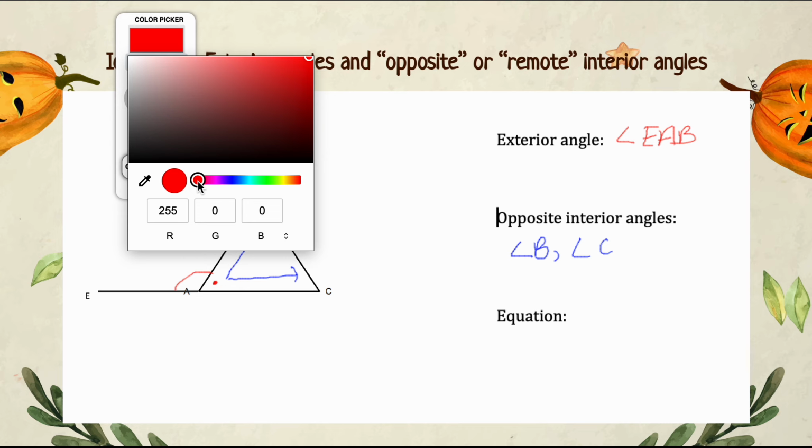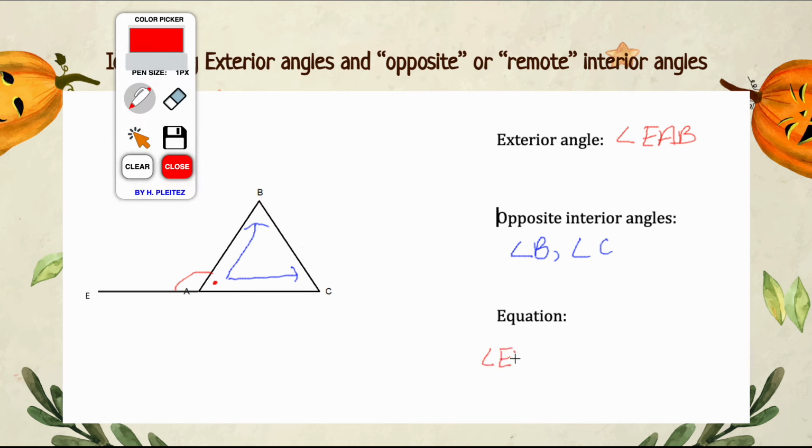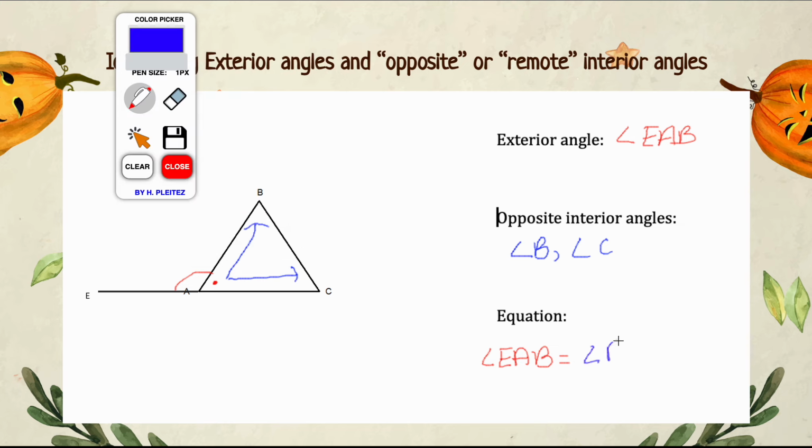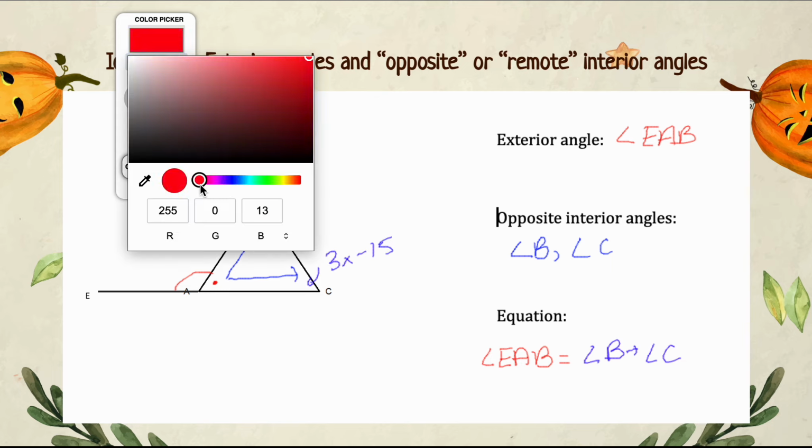Now the equation that we can write, we can say from the theorem, we know that our exterior angle, which is angle EAB, is going to be equal to the sum of our opposite interior angles, which are angle B plus angle C. Now we're only dealing with letters here, but if it was a case where we had stuff filled in, like let's say maybe B was like 2x and C was like 3x minus 15 or whatever, we can also have a measure for our exterior angle.